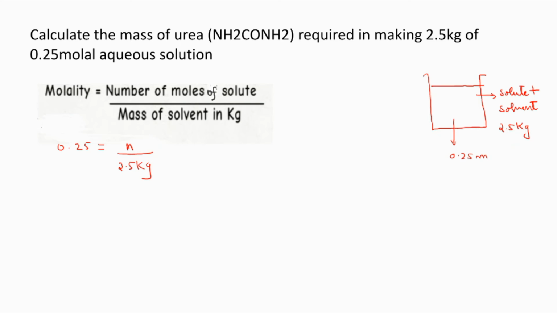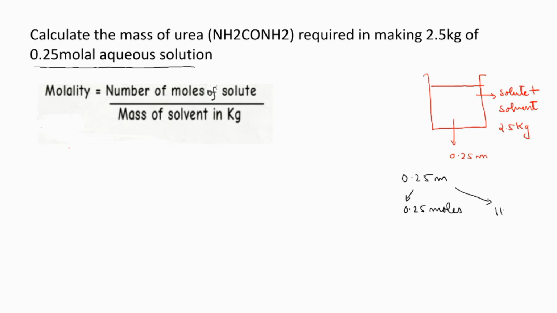Then how to solve the problem? See, in the problem, it is specified that the given solution is 0.25 molal aqueous solution. What do you mean by that? If it is a 0.25 molal solution, in that 0.25 moles of urea will be present. And what will be the amount of water? That will be 1 kg. So we have the mass of the solvent, and the number of moles of the solute.